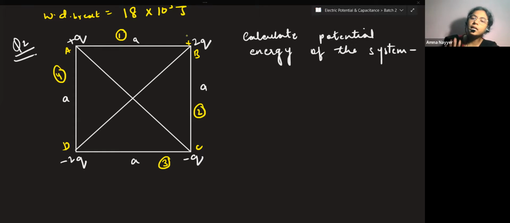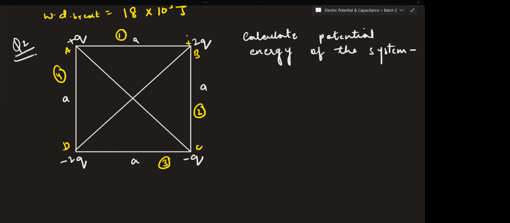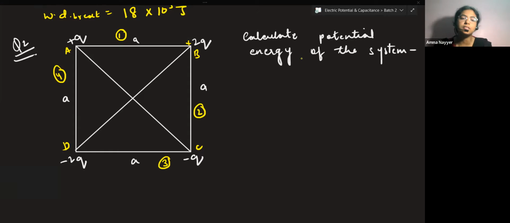So do you all agree with this? That there are 4 energies? Ma'am, the diagonals also are included. Correct, diagonals will be included. There will be 6 energies.